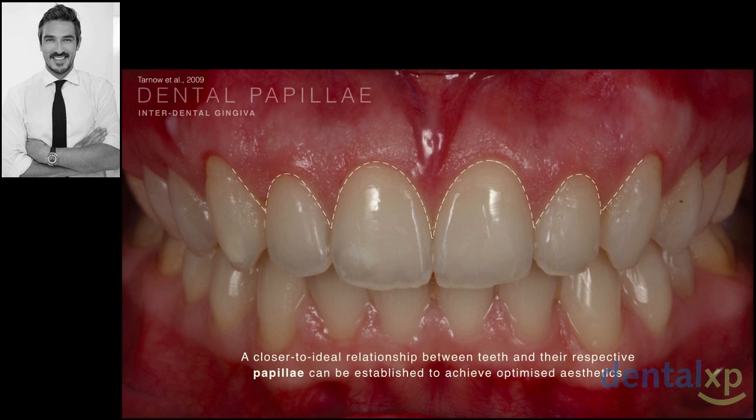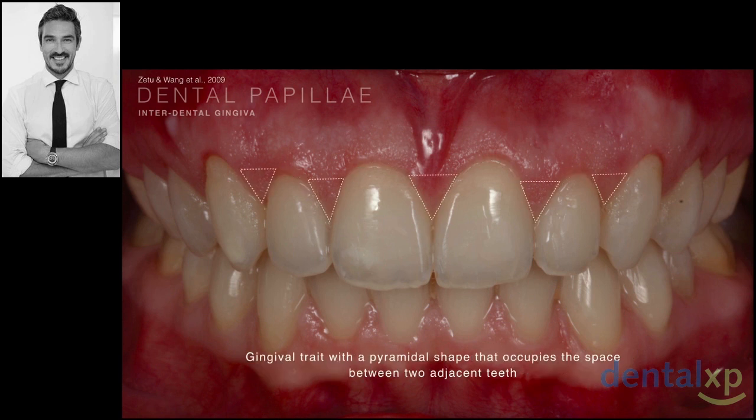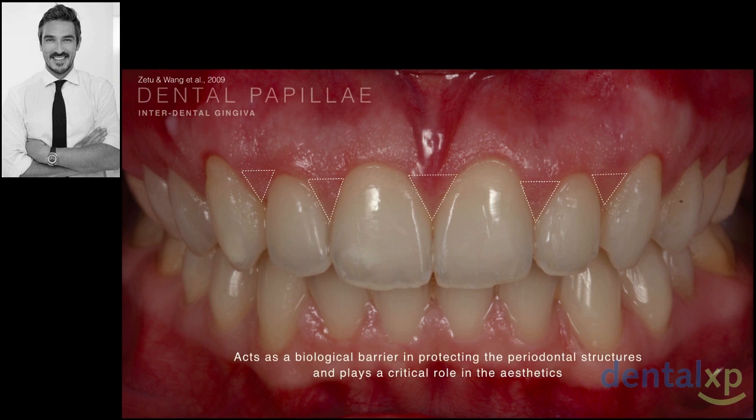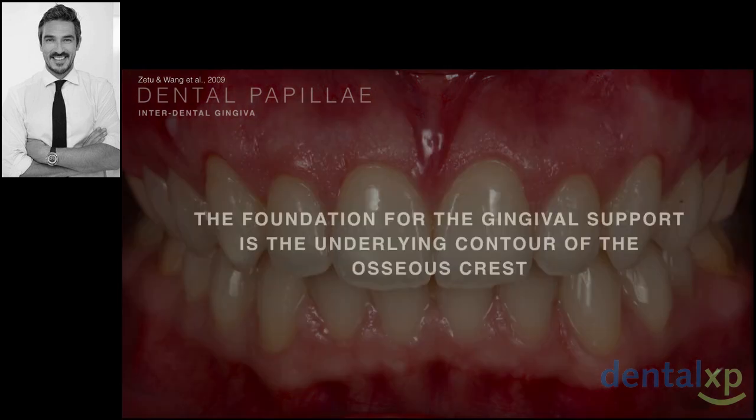So a closer to ideal relationship between the teeth and the respective papillae can be established to achieve optimal and optimized aesthetics. The papilla is gingival tissue with a pyramidal shape that occupies the spaces between two adjacent teeth, and that is what we are looking for when trying to get a perfect solution, a perfect endgame. And according to the studies, Tarnow in 2009 said basically the papilla will occupy around 40% of the entire length of the tooth. So this is just some of the foundations for what we are doing. And of course, it acts as a biological barrier, protecting the periodontal structures, and plays a critical role in aesthetics. This is very, very important.